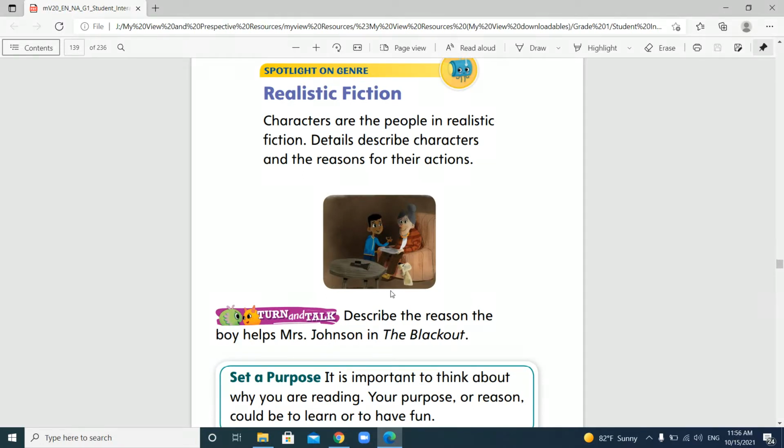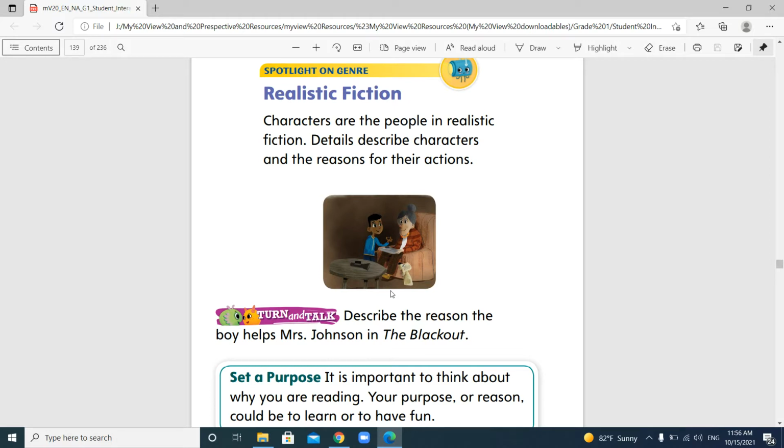Okay? What else? We also said that this week, while we read the story, we need to look at the illustration, the pictures in the story. Why? Because the pictures help us understand how the characters feel and also help us understand what's happening in the story. Okay? So, in a realistic fiction, there are characters and there's a setting.